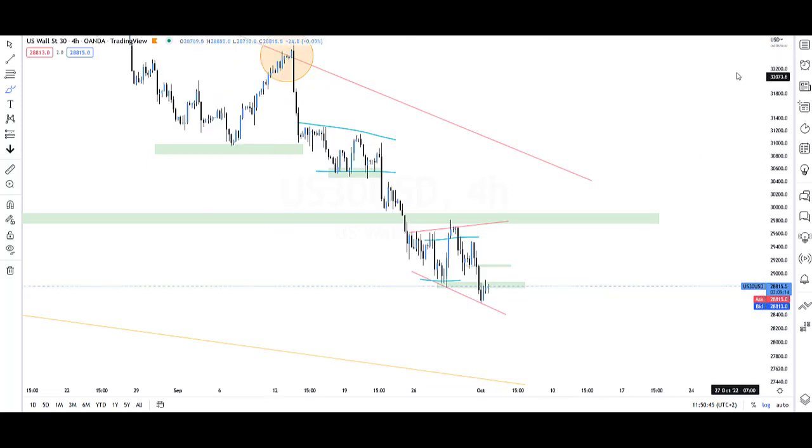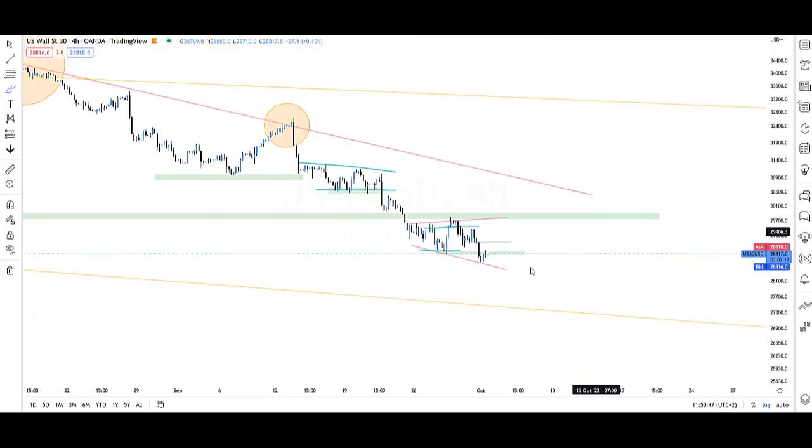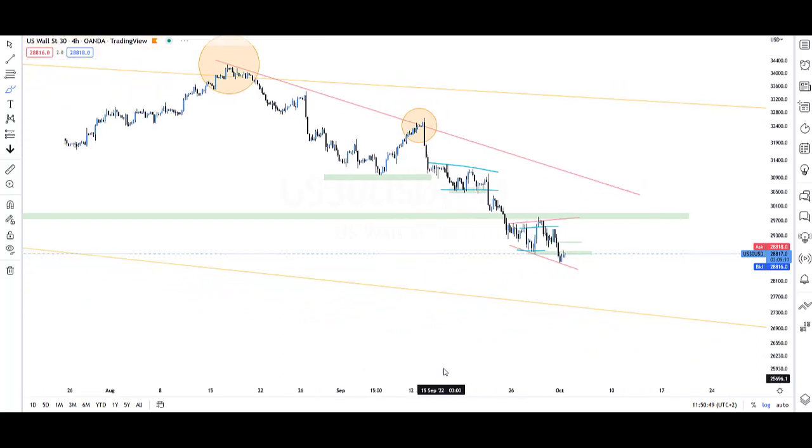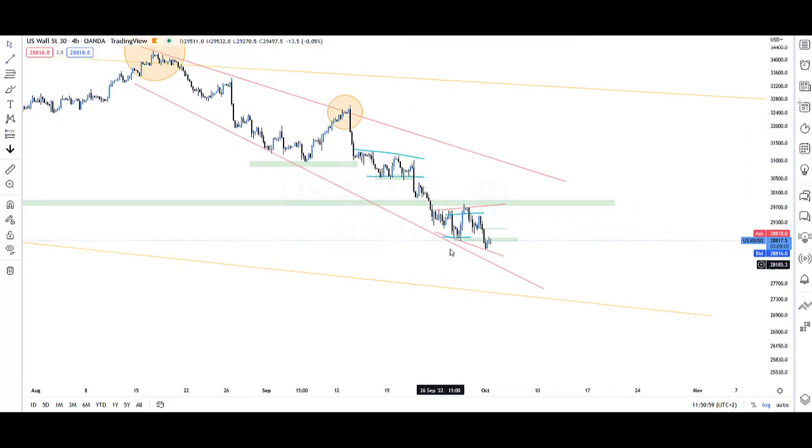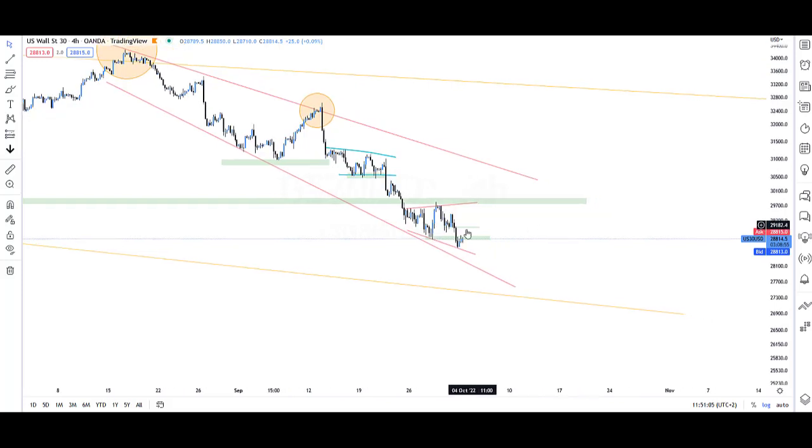And remember, this is NFP week. We just have to be careful, just allow price to play out, show its hand before you commit. Let the price commit first before you commit to doing anything. So now guys, this is your market structure for US30, simply looking at it like that.